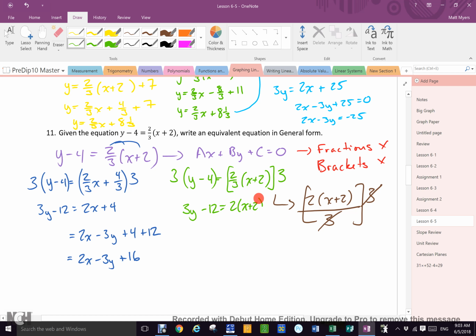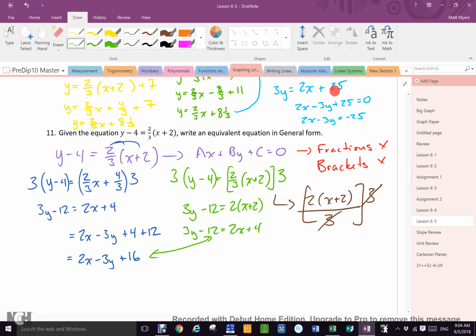2x plus 2. Now I distribute: 3y minus 12 equals 2x plus 4, and then I'm in this boat. Is everybody good? Now, Luke asked a question earlier about this equation up here, where the c comes from, yeah? Yeah, it comes from the distribution.